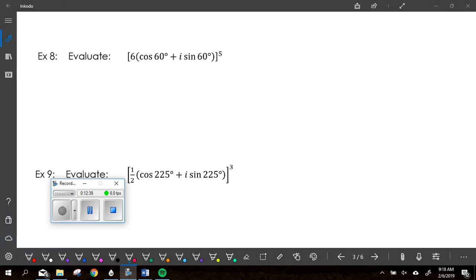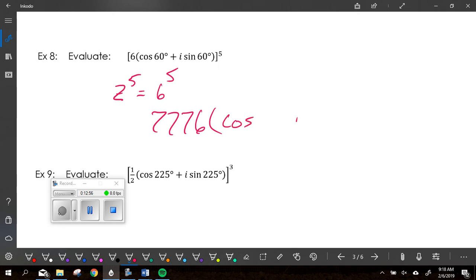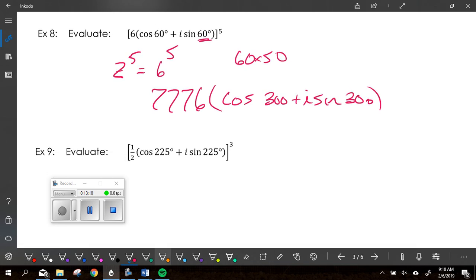Example 8, we are taking that number and raising it to the 5th power. So Alyssa, what'd you do with that? 7,776. Wonderful. She took that 60 times 5, and that gave her 300 degrees. Done. So much easier. Again, it's the reason why we do polar complex, because it allows us to do these calculations really simply.